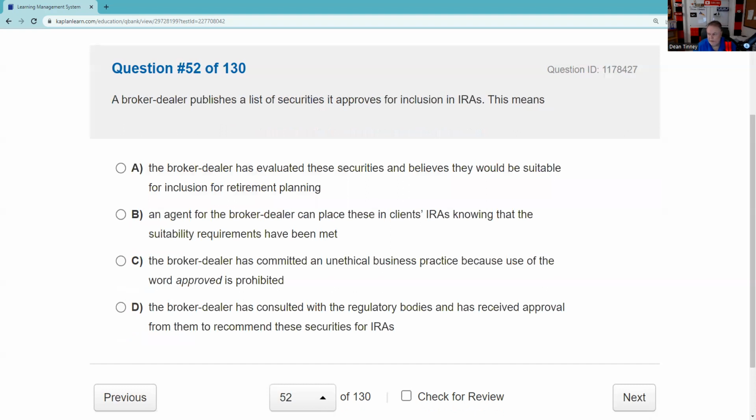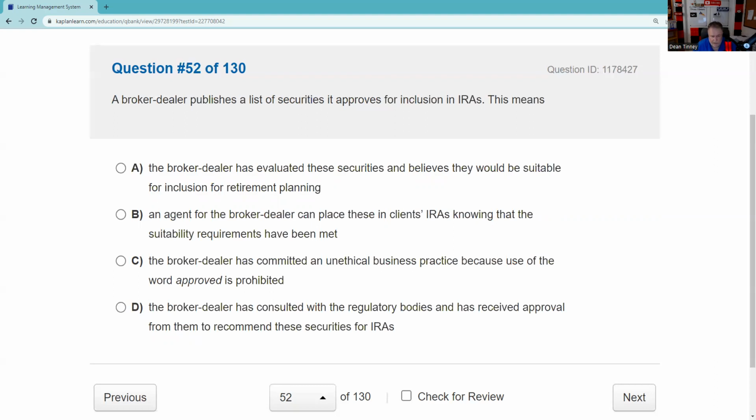A broker-dealer publishes a list of securities for inclusion in individual retirement accounts. It sounds like there's probably going to be something about recommendation. Are we making a recommendation? The broker-dealer has evaluated these securities and believes they would be suitable for inclusion for retirement planning. That sounds awful good. Let's see what our next choice is. An agent for the broker-dealer can place these in clients' IRAs, knowing the suitability requirements have been met. No. Right? Because remember, you're supposed to be doing that based on each individual unique client situation. So A sounds good, B doesn't sound so great.